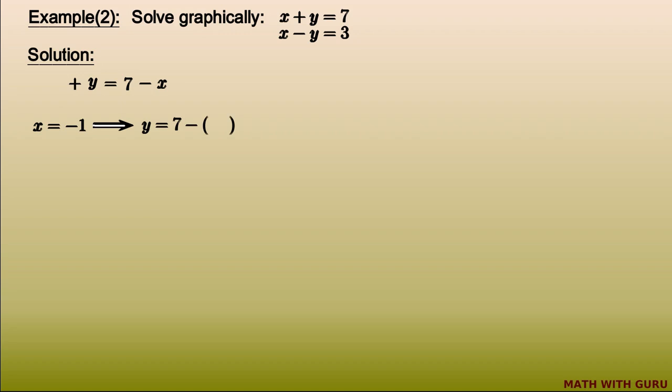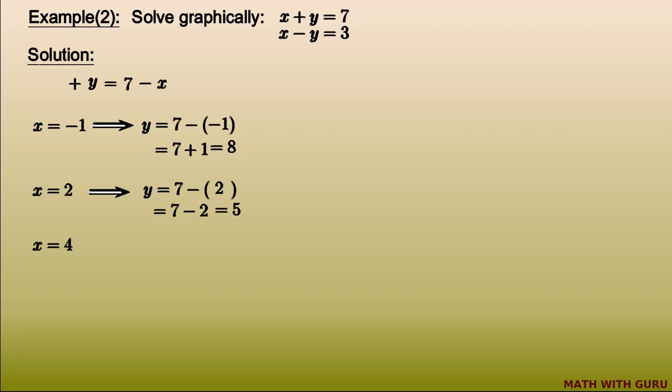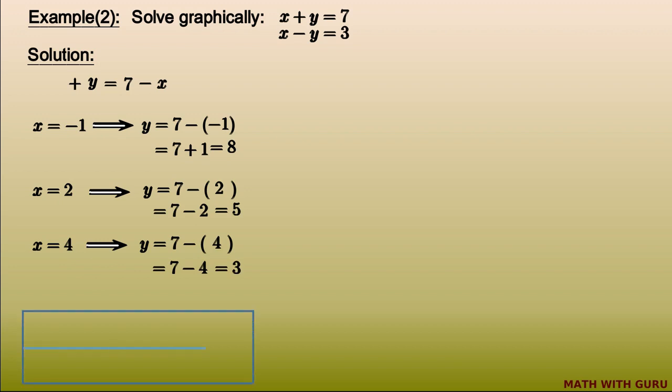y equals 7 minus x. x is minus 1. 7 plus 1. Minus of minus is plus. y equals 8. x equals 2 means y equals 7 minus x. x is 2. 7 minus 2 equals 5. x equals 4 yields y equals 7 minus x, x is 4. 7 minus 4 is equal to 3. Let us make a table.